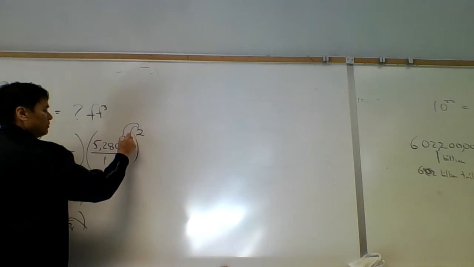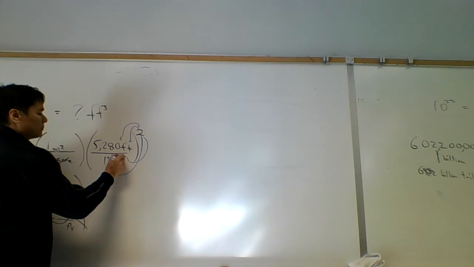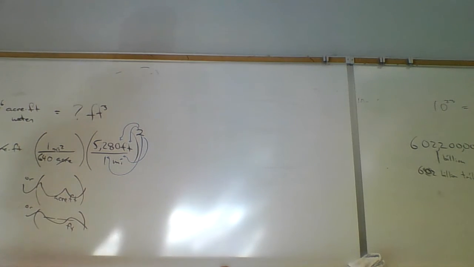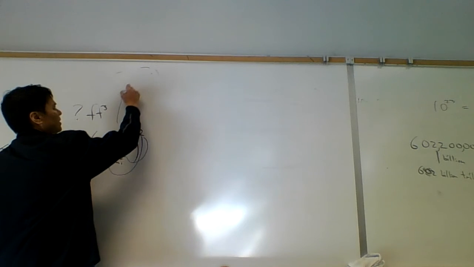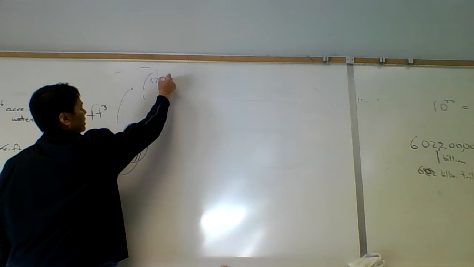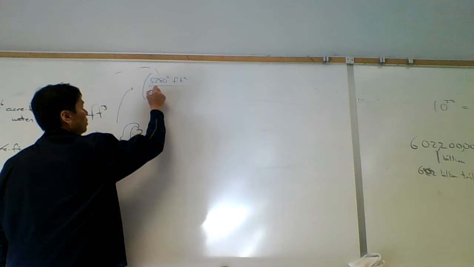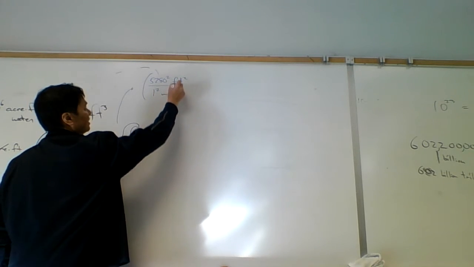I have to square the feet. I have to square the 1, and I have to square the miles. I've got to square everything in there. And so when I do that, this is what it looks like. It's going to be 5280 squared feet squared per 1 squared mile squared.